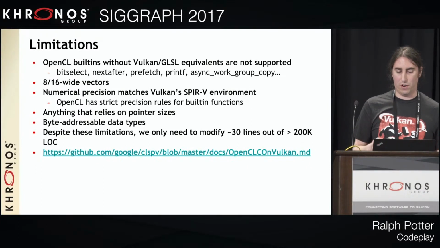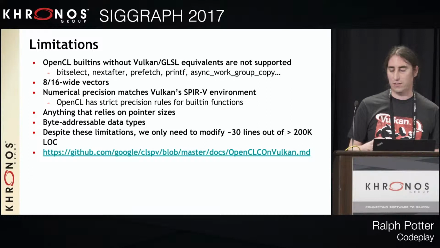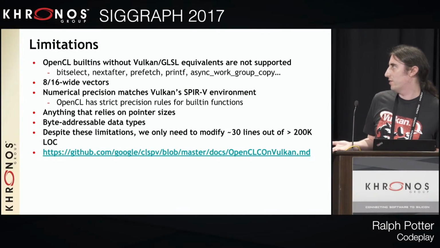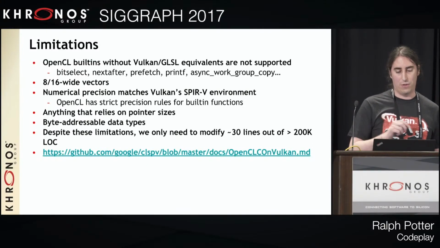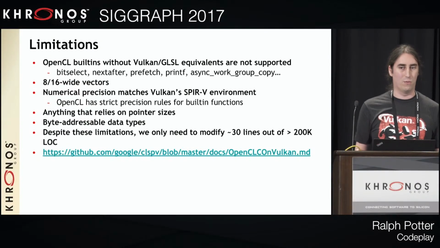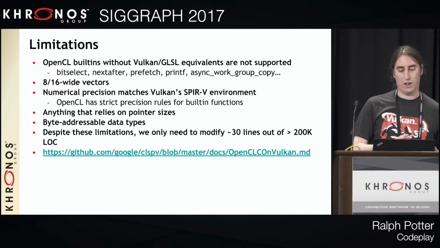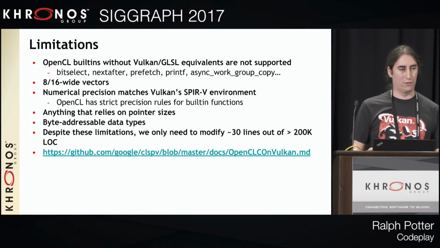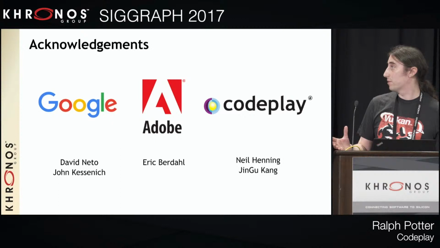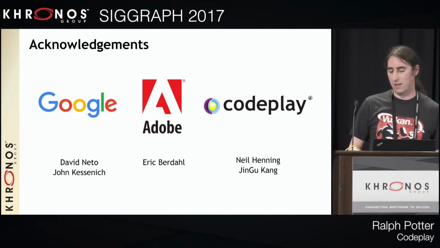We don't have byte addressable types, but despite all of these limitations, out of the 200,000 lines of code that Adobe gave us, there were 30 lines that we had to modify in some way, and once they were modified, the modified code went straight through the compiler. So in reality, at least for Adobe's real-world code, we're pretty close. There are some things that are missing, but that's where we are right now. On that, I just want to acknowledge Google and Adobe for their help on the project, and then I'll pass on to the next speaker.